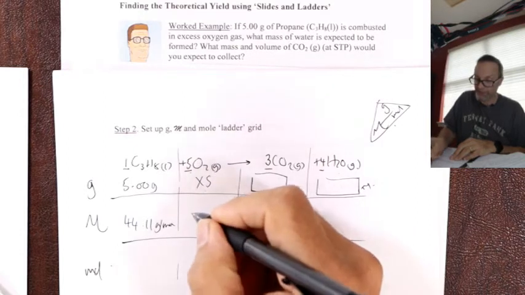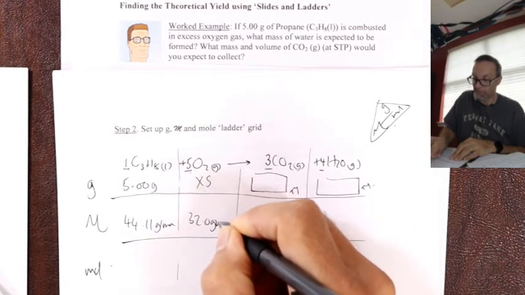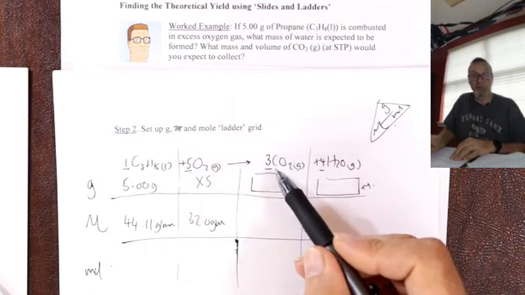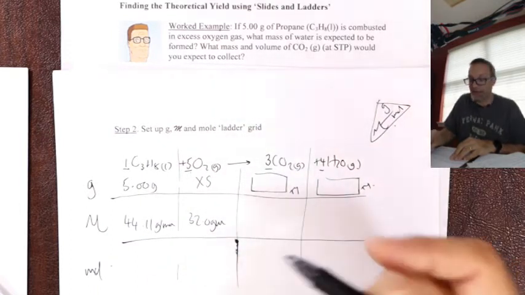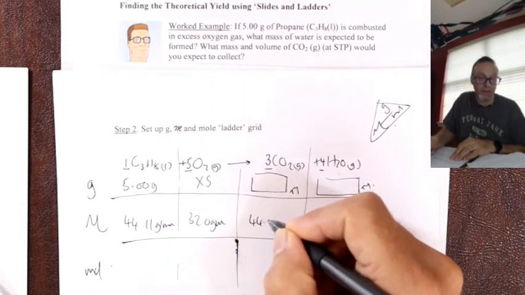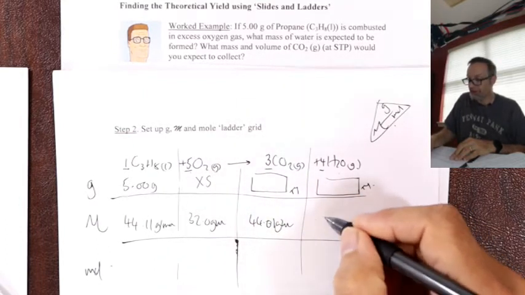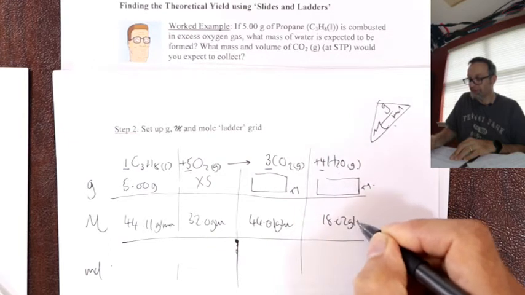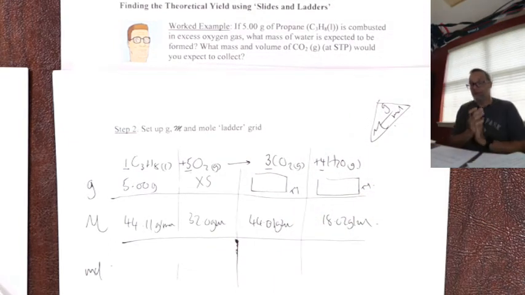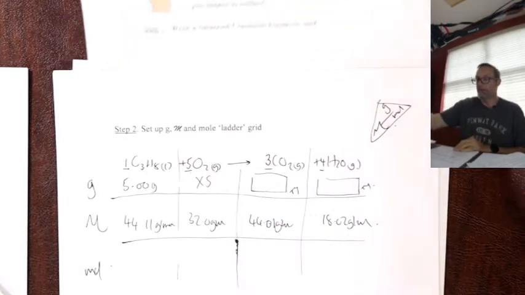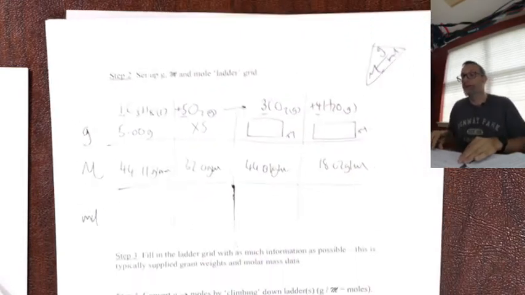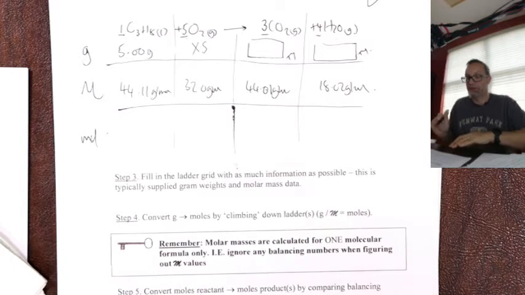2 times 16 is 32. CO2, 3 of them, don't care. It's by definition the mass of 1 mole, 44.01 grams per mole. And water, familiar water, 18. So hopefully that makes sense. Now we filled in all we can.